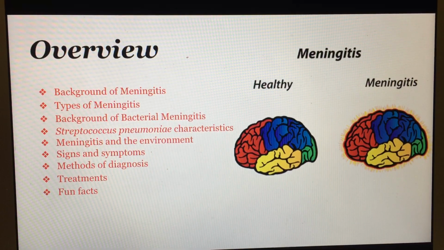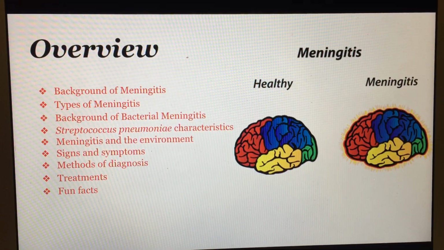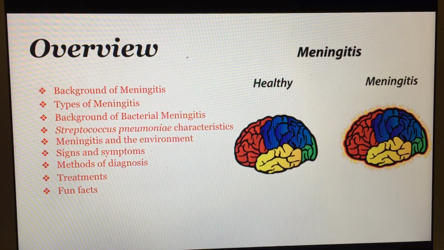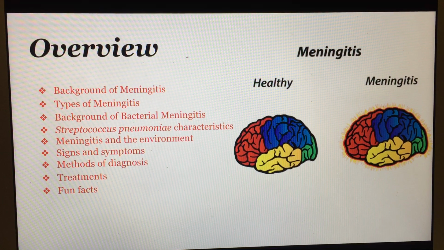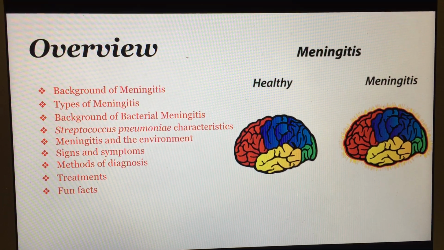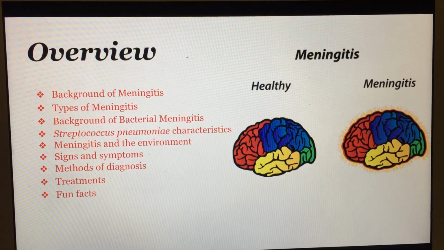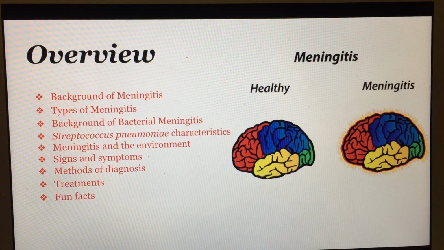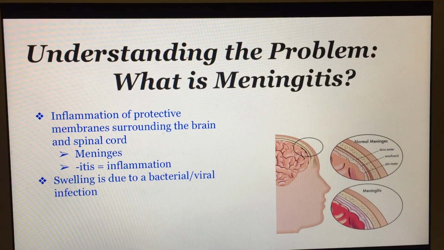A quick overview of what this presentation will be about: the background of meningitis, the different types of meningitis, background of bacterial meningitis, characteristics of Streptococcus pneumoniae, meningitis in the environment, signs and symptoms, methods of diagnosis, different treatments, and some fun facts. So what is meningitis?